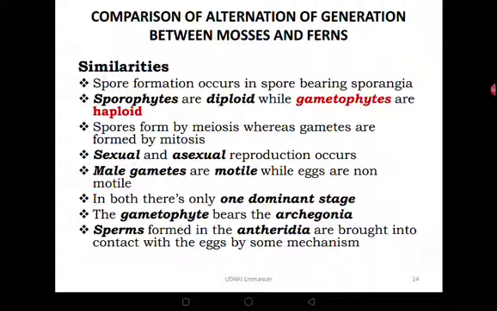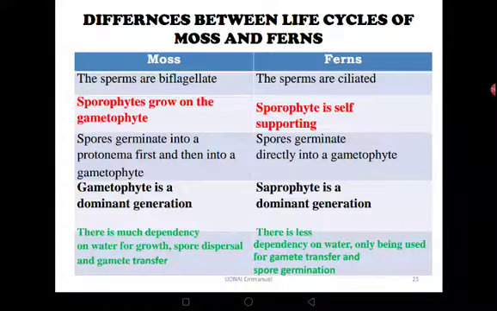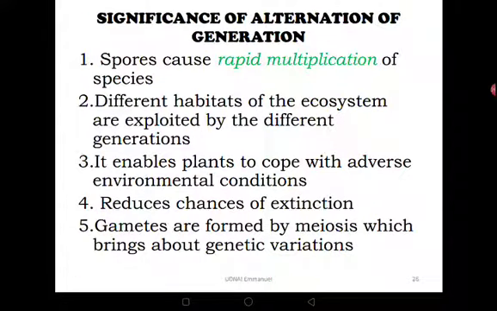In both, one generation is dominant. You saw that in the moss, the gametophyte generation was dominant. And then in the fern, the sporophyte was dominant. And then the other similarities are also there. Great. The differences between the two, can you try them out? That will be your assignment now. The assignment: the differences between the life cycles of the moss and the fern.